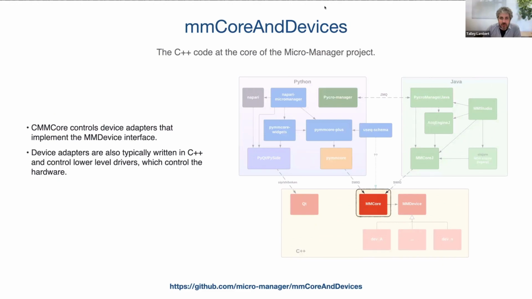All right, so yeah, that was the overview, and I want to step through them now and give you a little more detail on each one. As I said, at the root of all this is Core down here. So Core and devices. This is the C++ code at the core of the Micromanager project. And it's got a ton of these device adapters that control lower level drivers, which in turn control the hardware. And this is the real gold mine of device adapters that already exist.